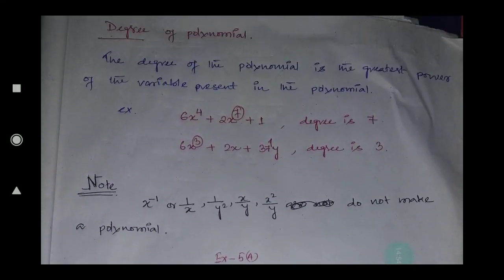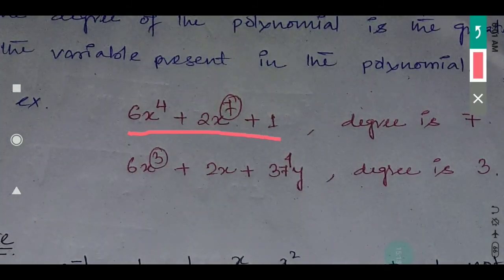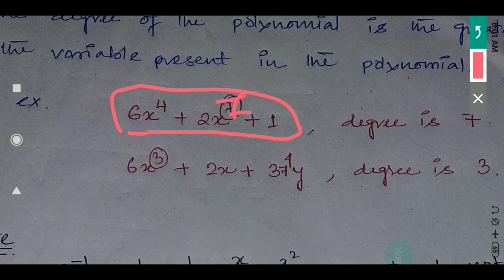Again, then the degree of a polynomial. The polynomial we have discussed. Now the degree of a polynomial. The degree of a polynomial is the greatest power of the variable present in the polynomial. Suppose this is given: 6x power 4 plus 2x power 7 plus 1. Here your largest power of the variable is 7. So that's why the degree is 7.